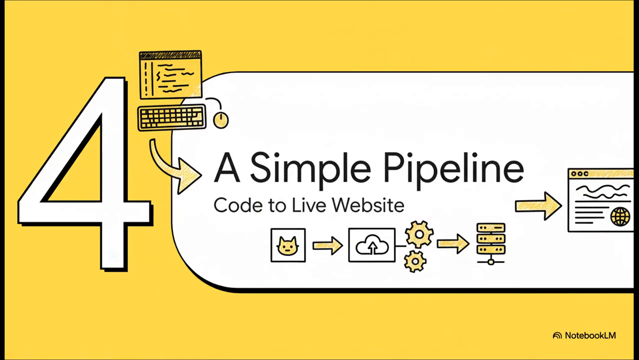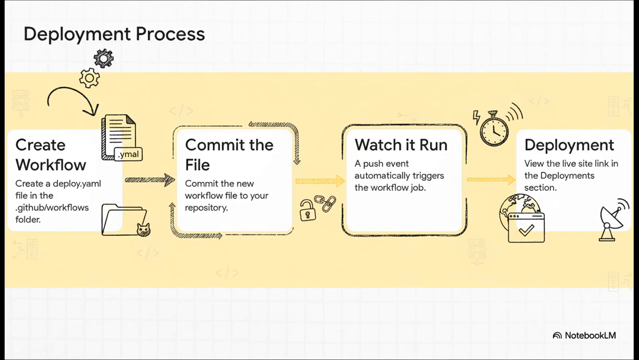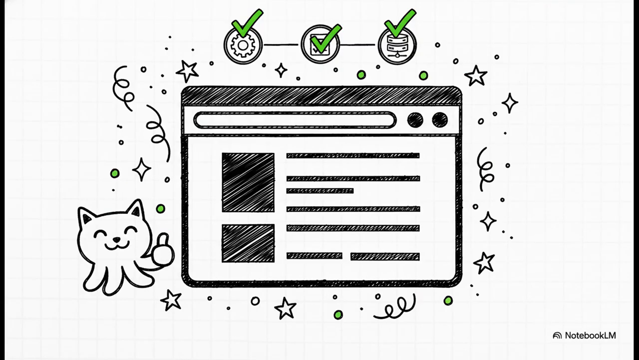Let's put these pieces together and see how we can build a real working pipeline that automatically deploys a website every single time we push a change. The whole process is actually really simple. First, you just write that workflow file and put it in a special folder called .github/workflows. Then you commit that file to your repository and push it. As soon as you do, GitHub sees that file and automatically kicks off your workflow, running through every job and every step you defined. And the end result is this.